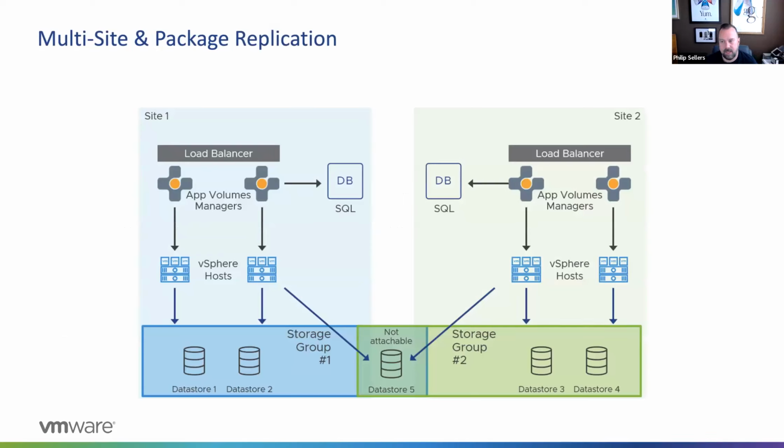This is the diagram of the non-attachable data store. In storage group one, you've got data store one and two. Those are replicating the app volumes between both of those. They're pushing all of that data into a non-attachable data store five. App volume manager at site two is looking at data store five and then replicating all of that to data stores three and four. This is the way that we get high availability and resilience.